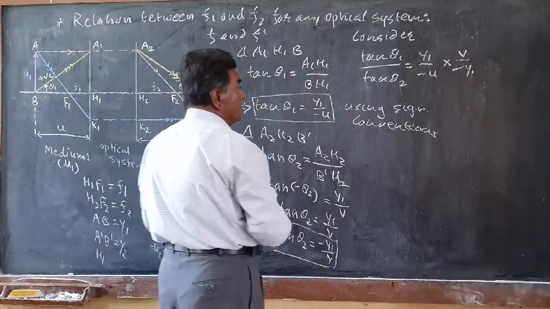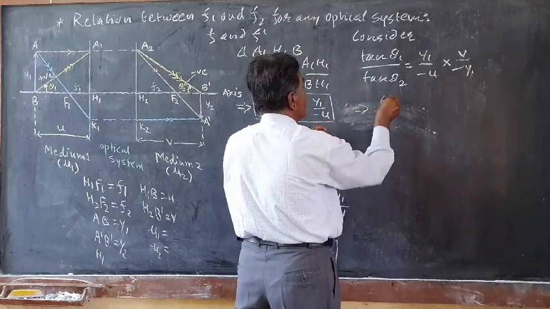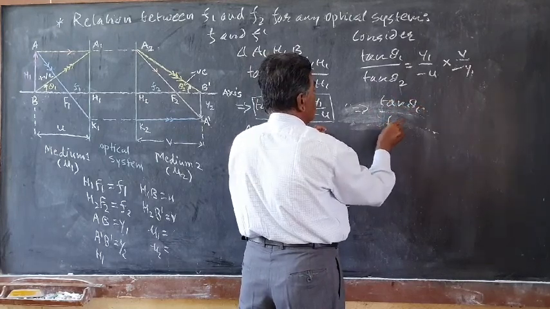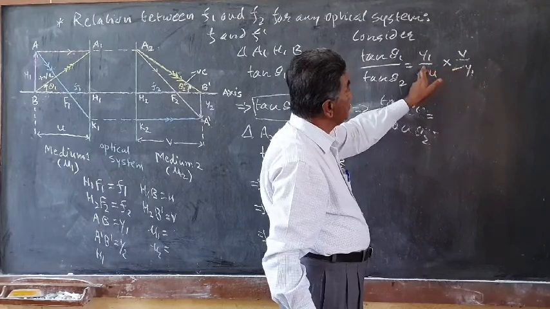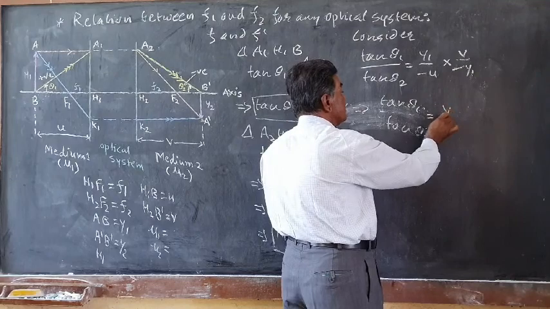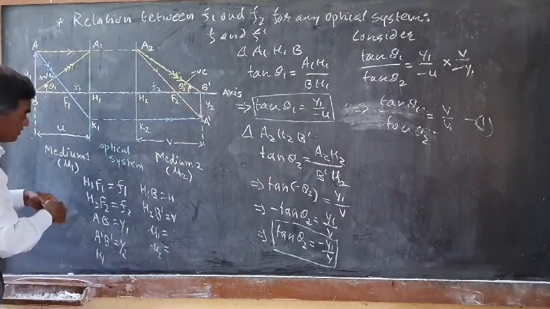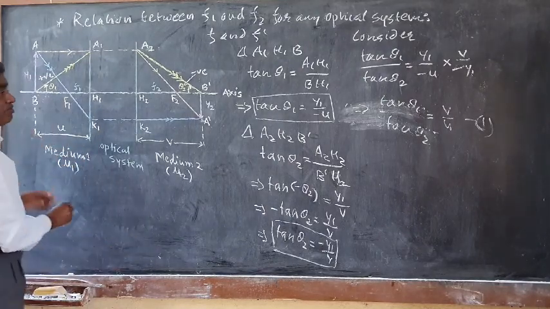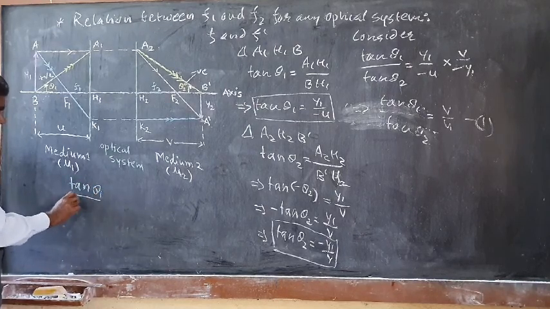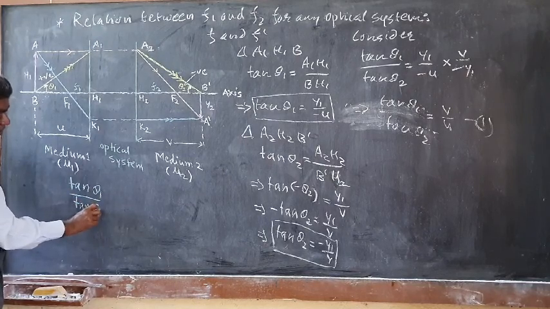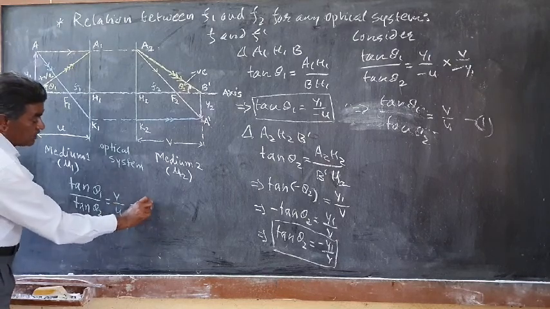Which implies tan theta 1 divided by tan theta 2 will be equal to, y1 gets cancelled, and minus into minus becomes plus, v divided by u. So this is v divided by u. Suppose this is equation 1, an important equation that is useful in the next portion of the derivation. So what we have derived is tan theta 1 divided by tan theta 2 equal to v divided by u.